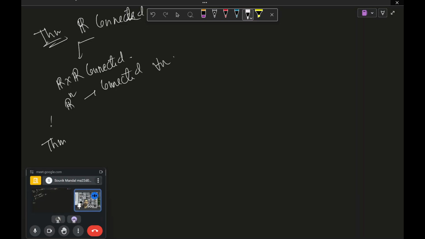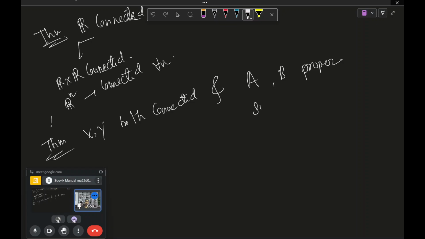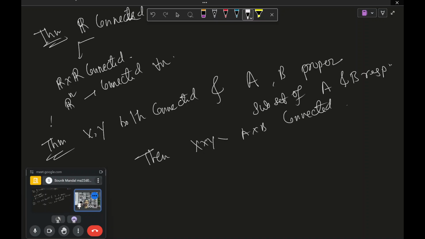So there is another theorem which we will prove later on. It is tricky actually. Let X and Y both be connected, and let A and B be proper subsets of X and Y respectively. Then X cross Y minus A cross B.